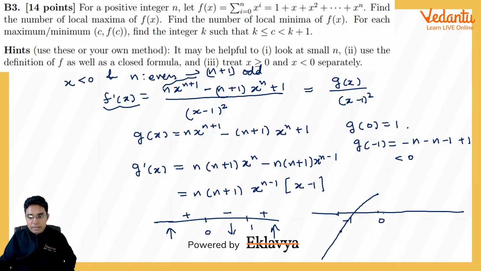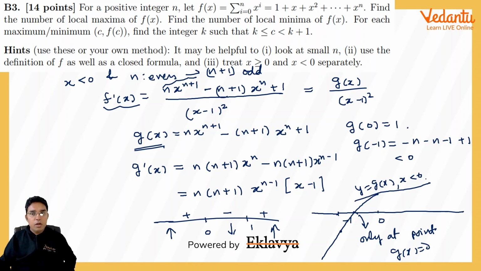So what we can see, between minus infinity and 0, that is when x is negative, this gx can be 0 only at 1 point. Only at 1 point gx becomes equal to 0. This is the graph of y is equal to gx for x negative.